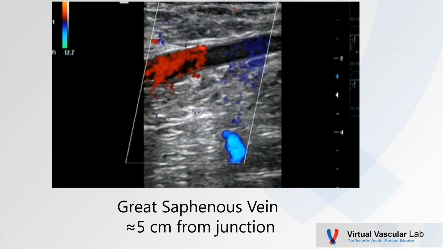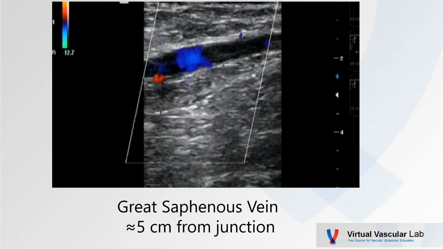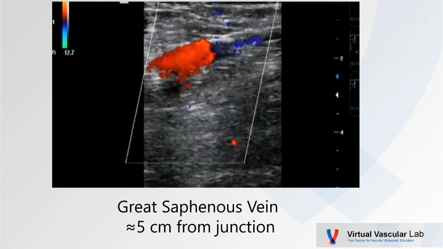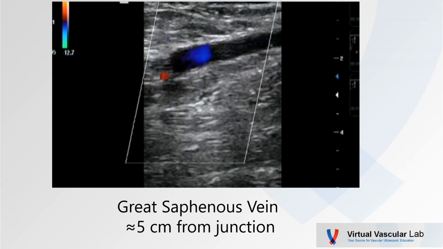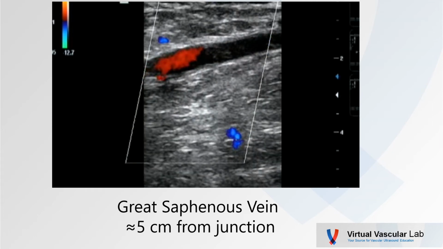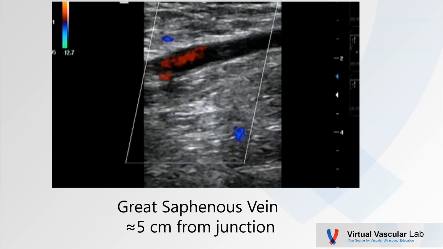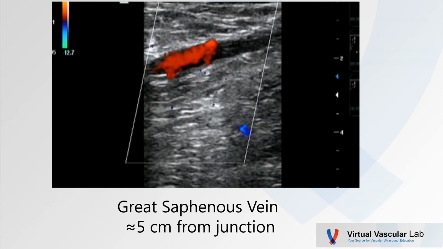So here's the great saphenous vein. Now this is approximately 5 centimeters from the junction. So I see flow towards the transducer in the proximal segment, flow away from the transducer, bidirectional flow. Pretty interesting. Gee, what's going on here?